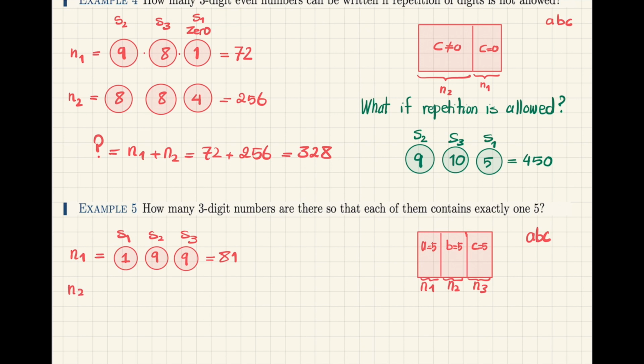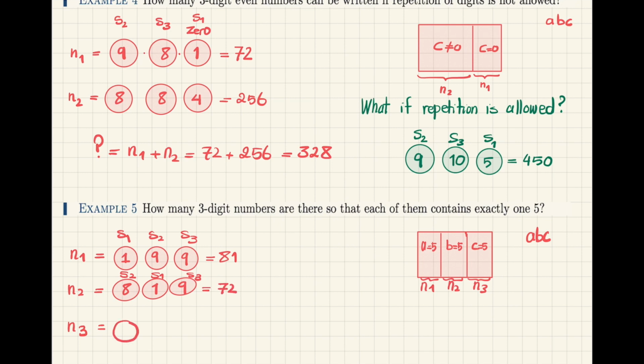For n2 and n3, the scenario is a little different from the first one. Let me take this one as stage 1, this one as stage 2, and this one as stage 3. For stage 2, 5 is not allowed because I want exactly one 5, so I have 8 options. Here I have the only limitation that I cannot use 5, so I can use the other 9. And then the answer becomes 72.